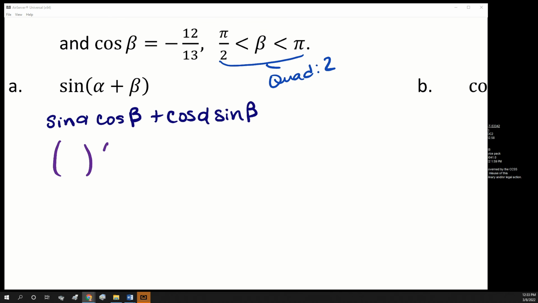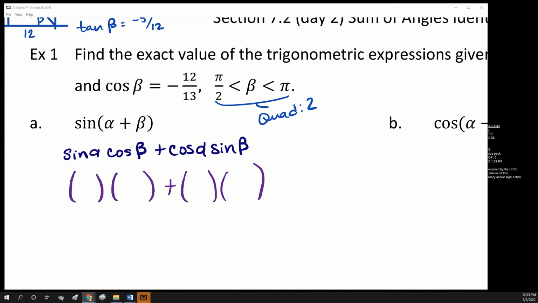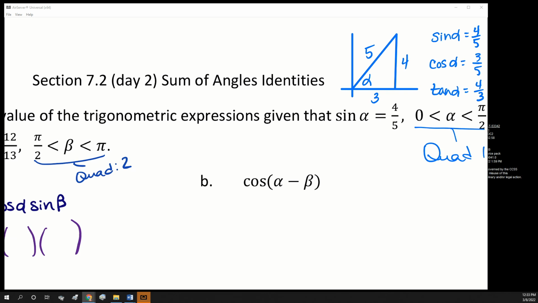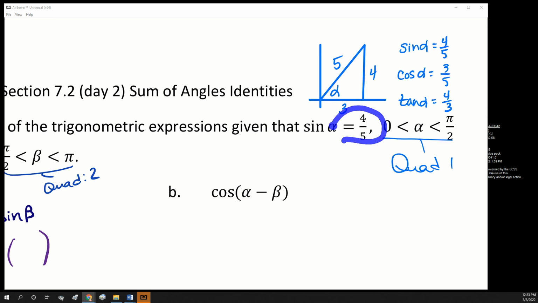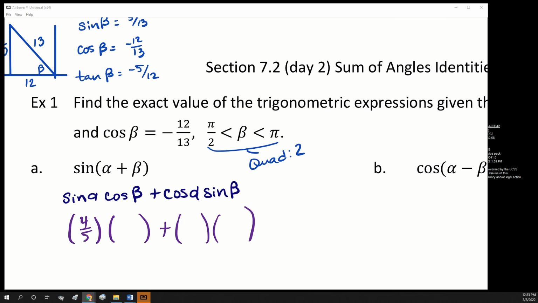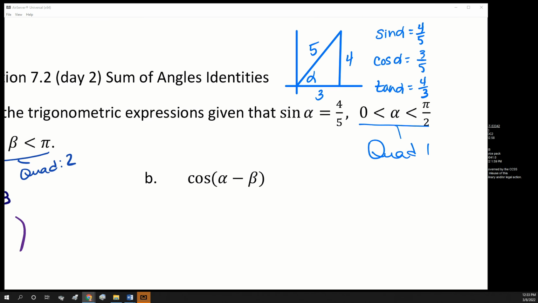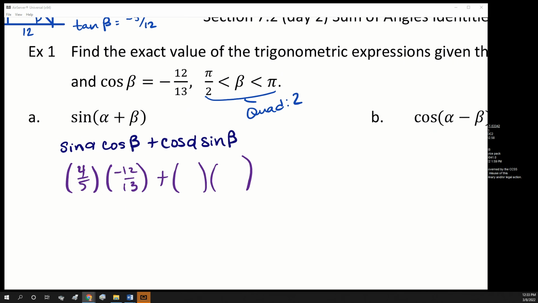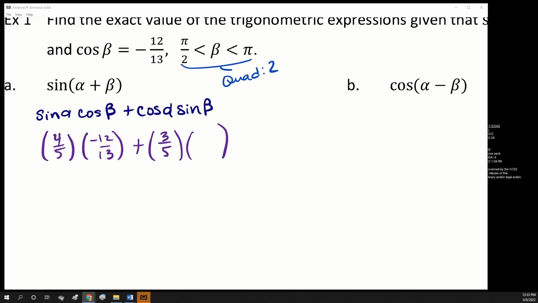All right, and then I'm going to go back to the top of my page and fill in what all these things are. We already found the sine of alpha. They also gave us the sine of alpha. So everywhere I have sine of alpha, I can put in 4/5. Cosine of beta is negative 12/13. Cosine of alpha is 3/5. And then sine of beta is 5/13.